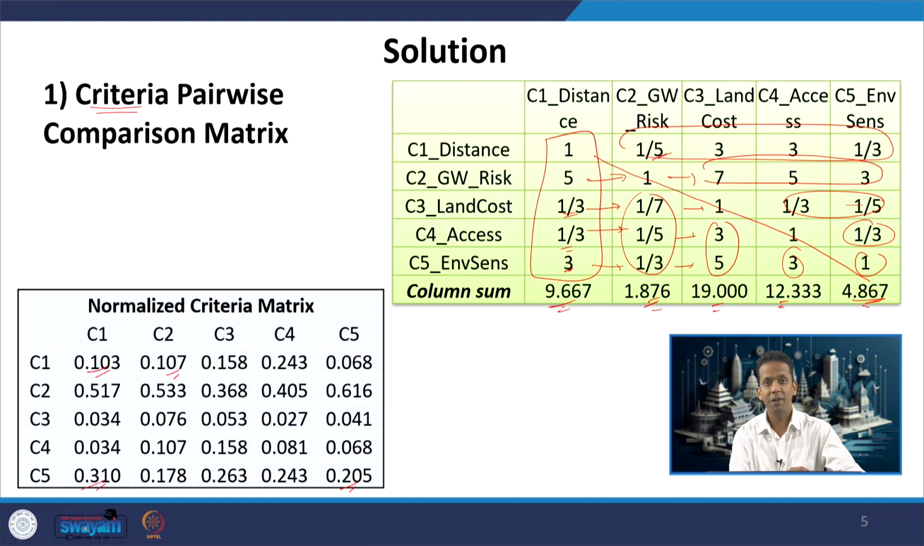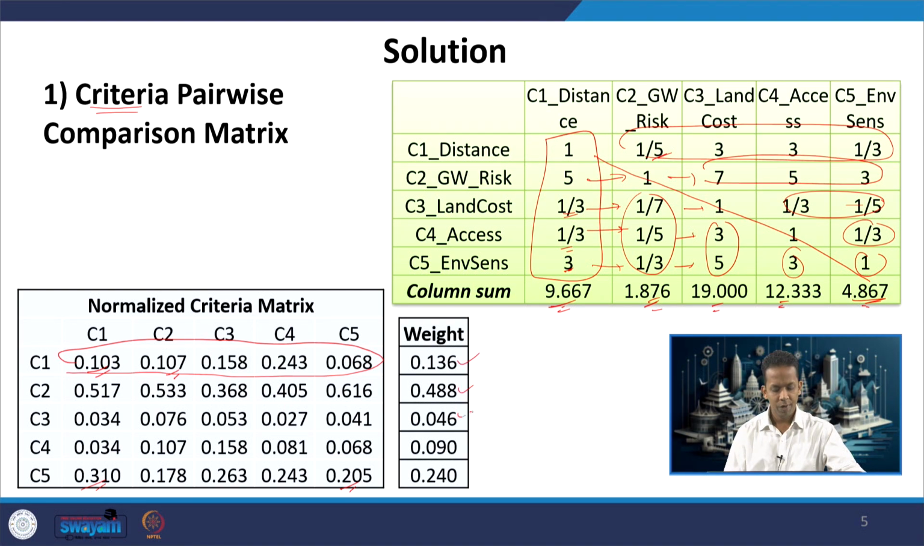Third step, to obtain the final weights, is to take the average of each row. So, there are 5 entries. Addition of these 5 numbers divided by 5 will give you the final weights of the 5 criteria. So, if you look at the weights, it is clear that number 2, the groundwater risk, is the most important criteria, having the highest weightage of 48.8%, followed by environmental sensitivity. That is the second most important criteria. So, if you look at the data given, 5 was given to groundwater, 3 is given to environmental sensitivity. So, the weights trend is also similar.